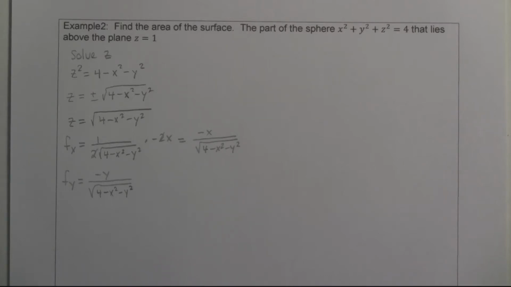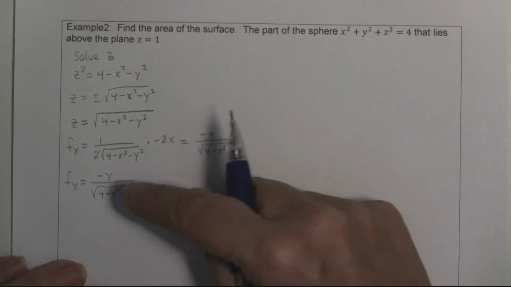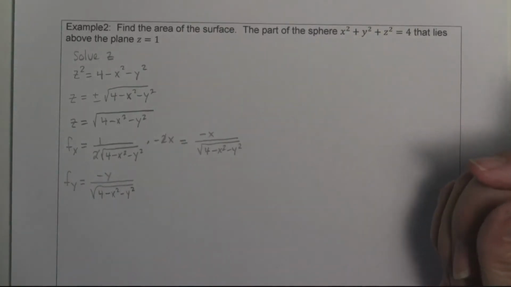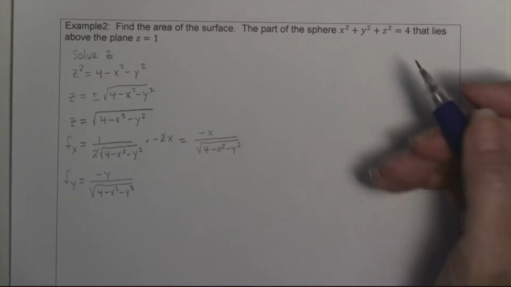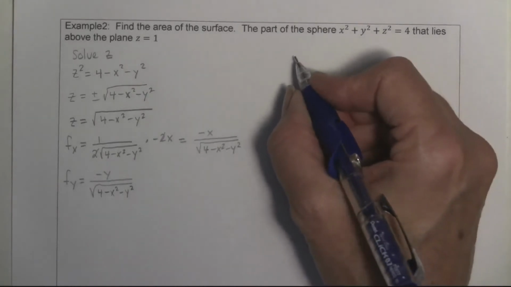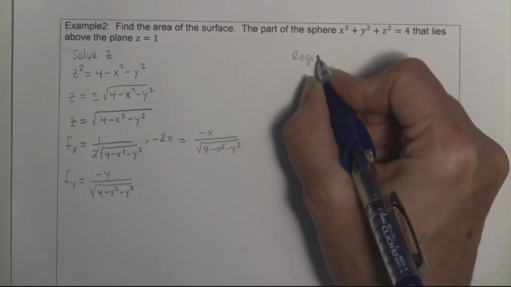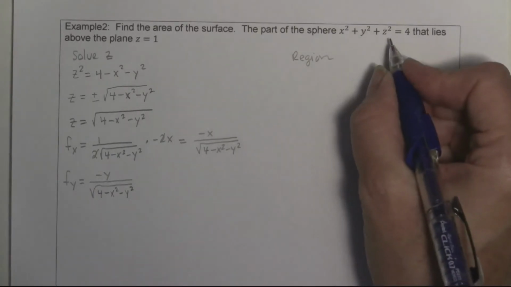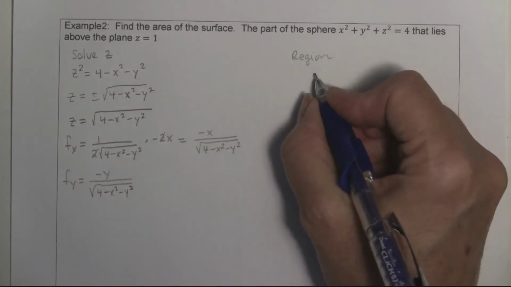And so there's my partial of x and my partial of y. And so those are what I need for my formula. When I put these together, I'm going to be plugging those nasty looking things in that formula, squaring them, adding 1, putting it over the square root. Now I want to find the region that I'm going to be integrating over, and I've got to put these two things together. It's where they intersect that I'll be interested in.